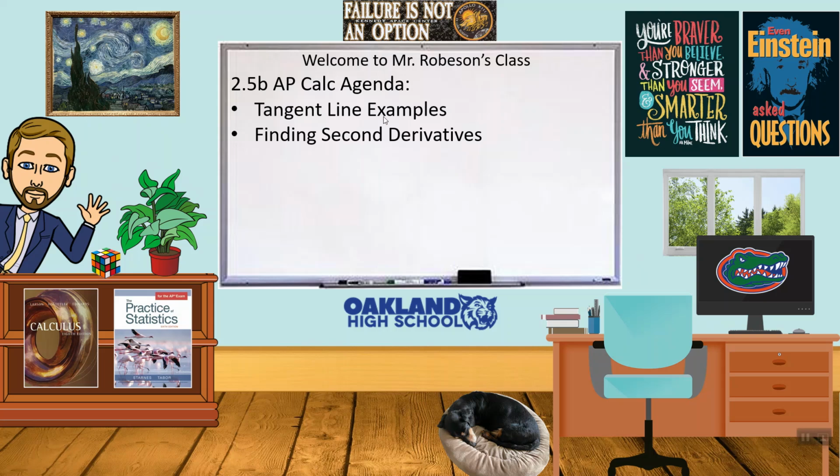All right, so we learned to do implicit differentiation in the last one, so now we're going to apply it to finding tangent lines and slopes of tangent lines, and then we'll look at the second derivative implicitly, which is oh so much fun.